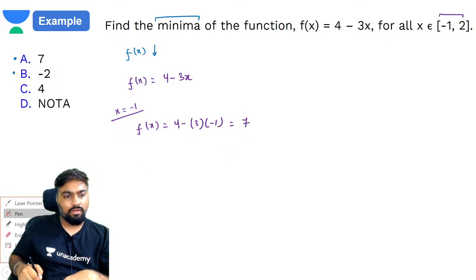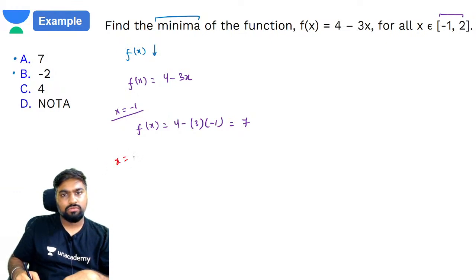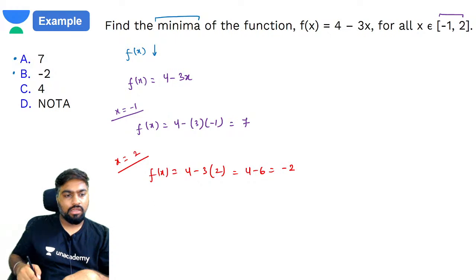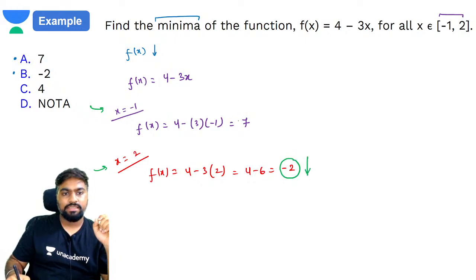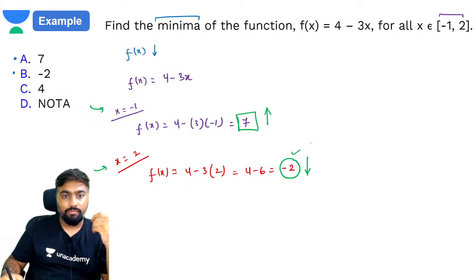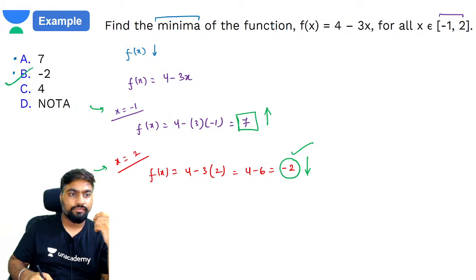And what happens when x is equal to 2? We have f of x is equal to 4 minus 3 into 2. That is 4 minus 6, which is minus 2. Now, it doesn't matter at what value of x. What they're asking is where will the minimum value be? Minus 2 is the minimum value. Apparently 7 will become the maximum value. So are we looking for minimum or maximum? We're looking for minimum. So it's going to be minus 2.